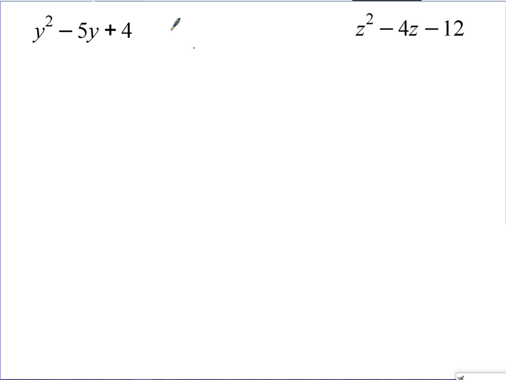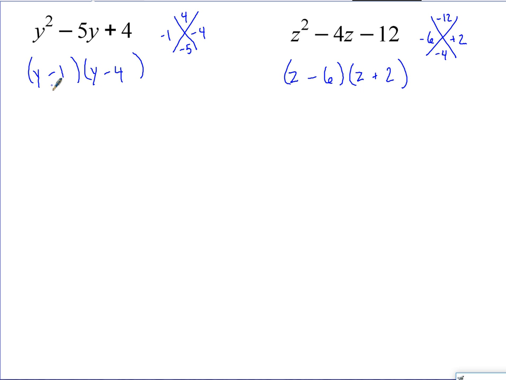I want you to pause the video here and try these 2 examples, and then when you come back, I'll have answers for you to check. All right, you should have y minus 1, y minus 4, z minus 6, z plus 2. If you did not get those and don't understand why, then you need to put a big star by this problem or this problem, and make sure you ask about it when you get to class.